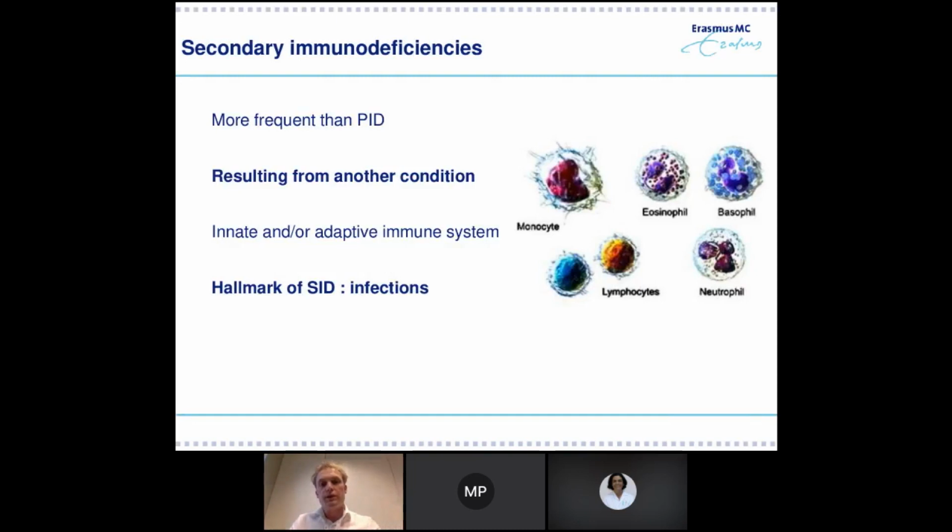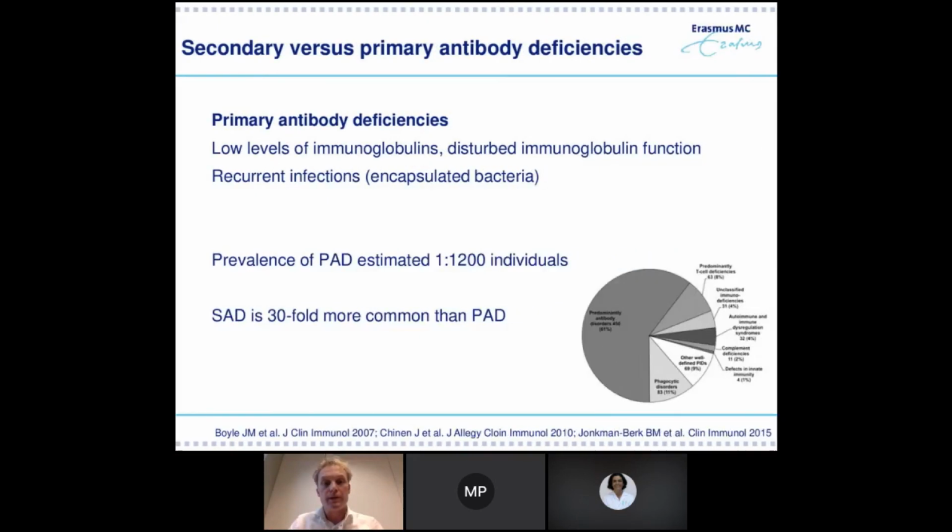If we look at secondary immunodeficiencies, those are more frequent than primary immunodeficiencies, which are very rare. They result from another condition, so they are not inborn like primary immunodeficiencies. They are the result of other underlying clinical conditions, and I will show you later in one of the slides. Again, like primary immunodeficiencies, they can involve the innate and adaptive immune system, so all kinds of white blood cells, and one of the hallmarks of disease is increased risk of infections. So you already see there are some differences, but also a lot of similarities.